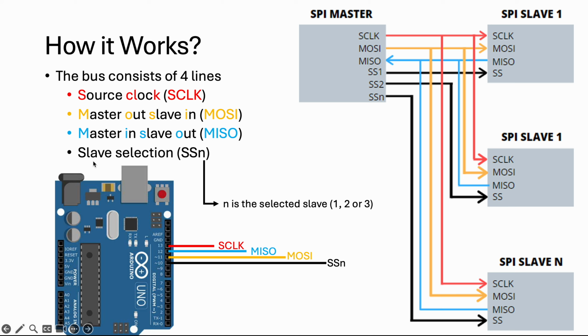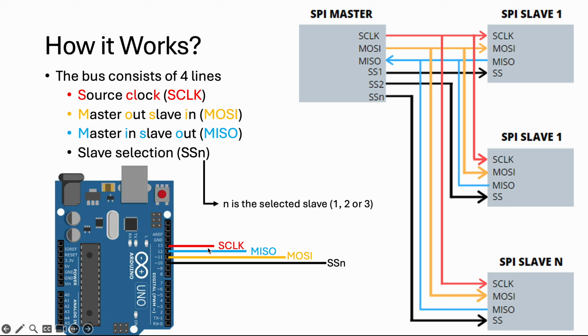And slave select is a wire that will be used to select the slave device the master wants to communicate with. So you can see here that we have these wires connected to different pins in the master. The master will send a 0 to whichever slave it wants to communicate with, and that will initialize the communication.